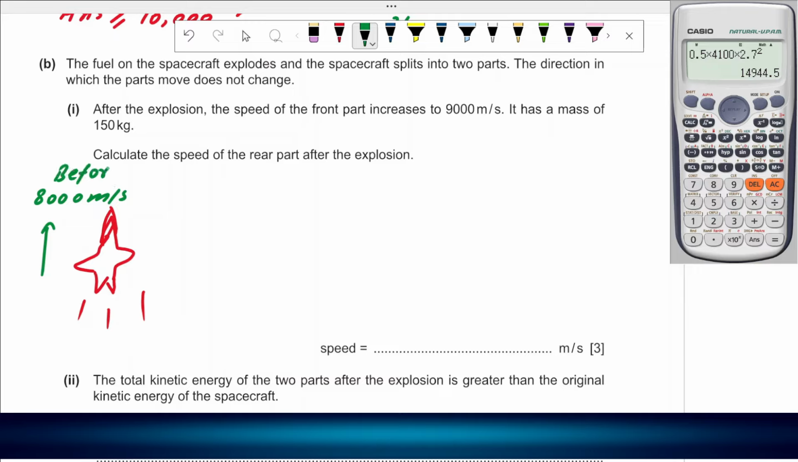So what happens afterwards? The fuel on the spacecraft explodes and the spacecraft splits into two parts. The direction in which the parts move does not change. Okay, the two parts move in the same direction. After the explosion, the speed of the front part increases to 9,000 meter per second. It has a mass of 150. Calculate the speed of the rear part after the explosion. So this is what happens before, and this is what happens afterwards.